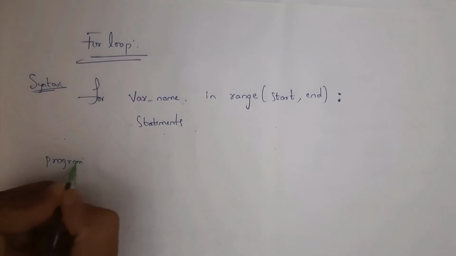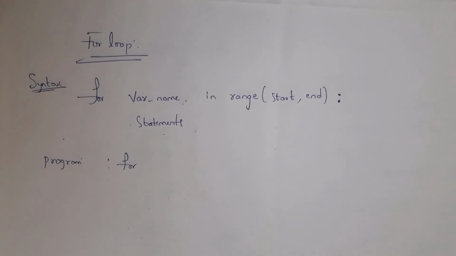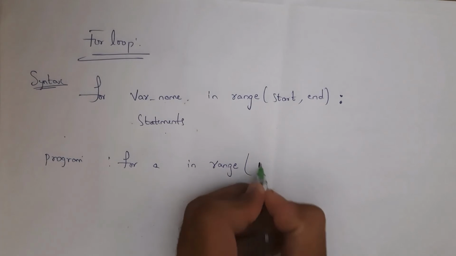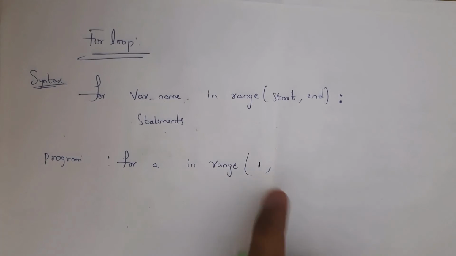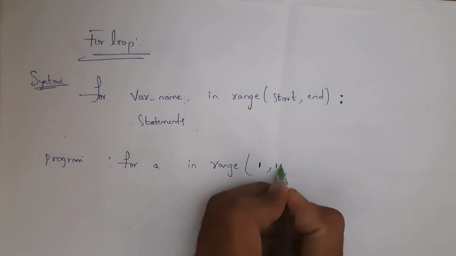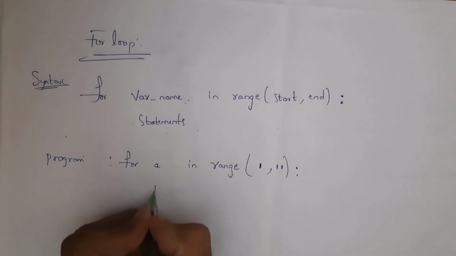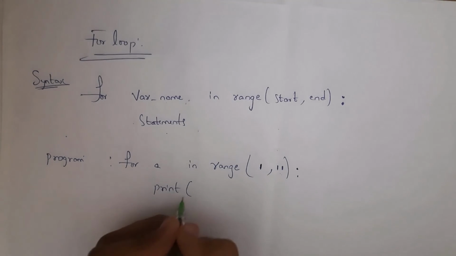This is the program. At first write for and give a variable name. For example, I want to give the variable name a. Write in range. I want to print numbers from 1 to 10. So starting is 1, so write here 1. Start is 1, comma, and end is 11. If you want to print numbers from 1 to 10, then here you need to give 11, colon, print. Here I gave the variable name as a, so write here print a.